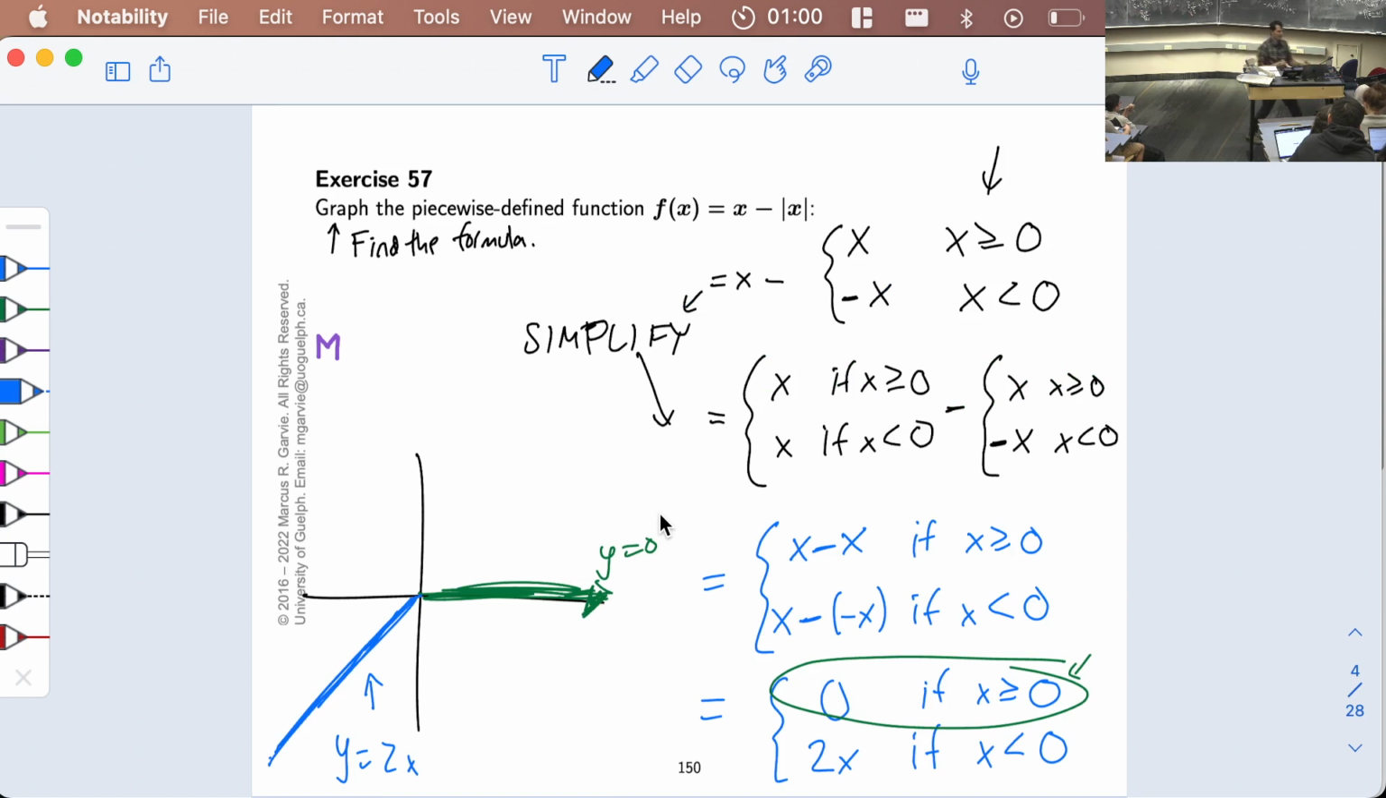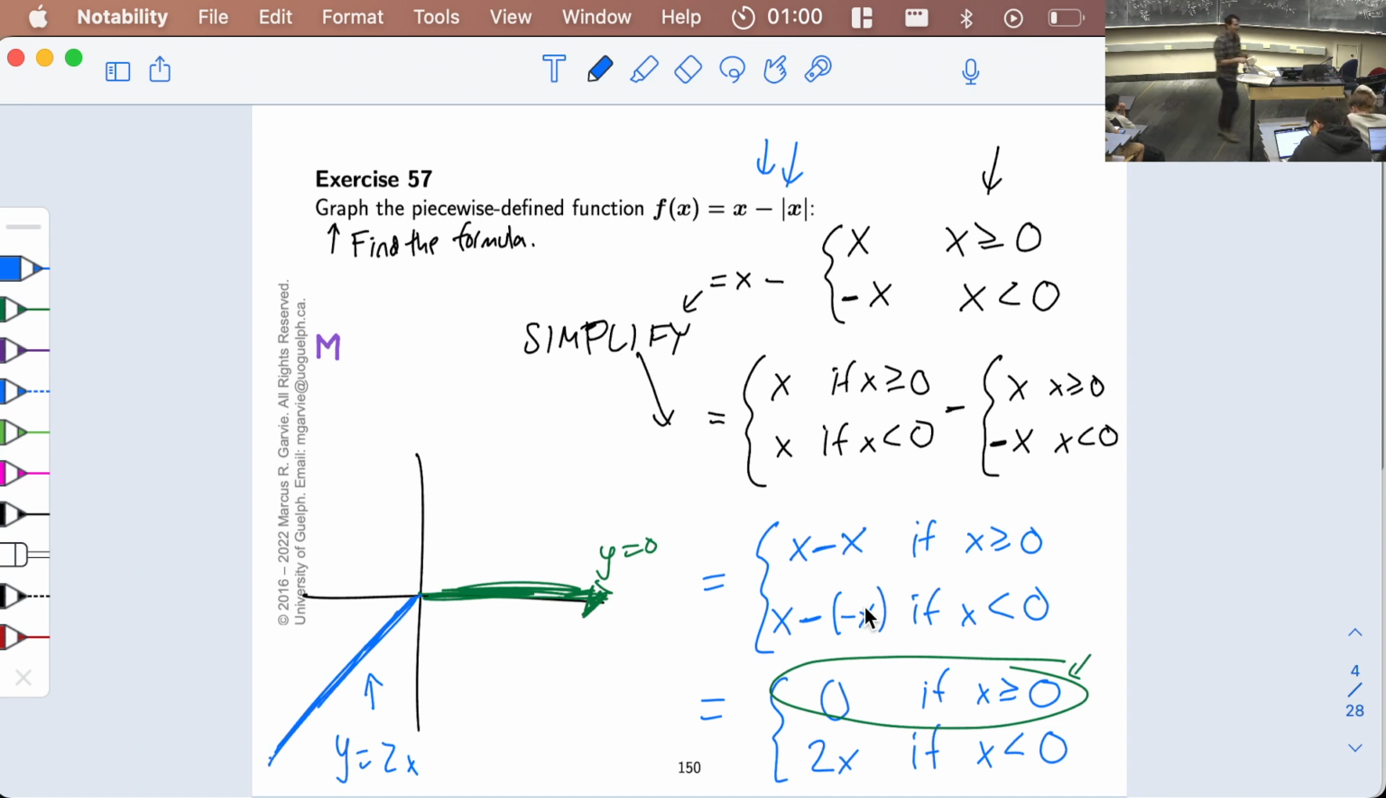And some people were confused by this last class. How could x minus absolute value of x be negative? Well, we're subtracting an absolute value. It's a negative negative. That's why there's a lot of negative signs. That's the final answer. Yeah, questions about this graph?